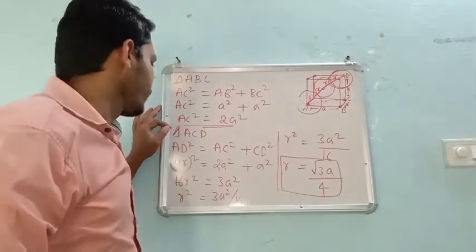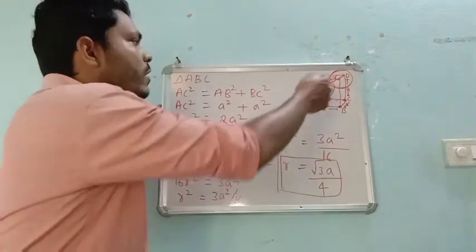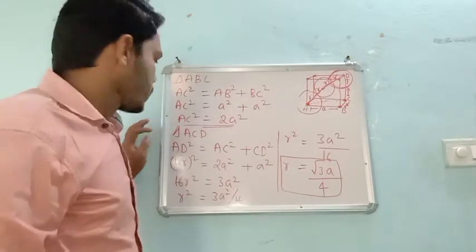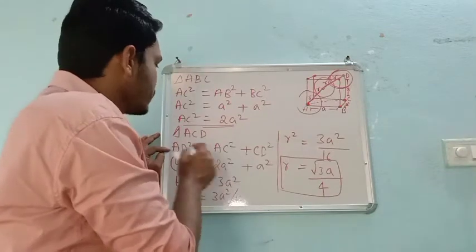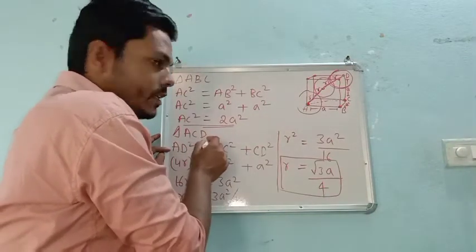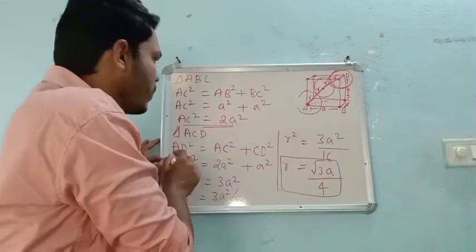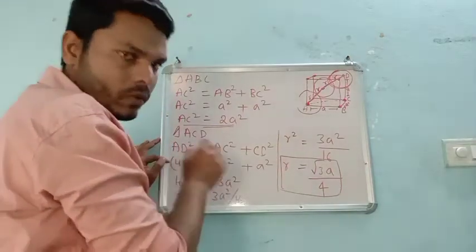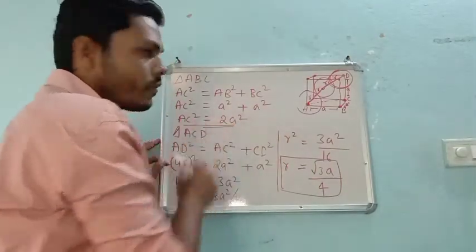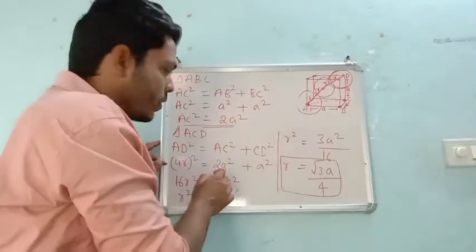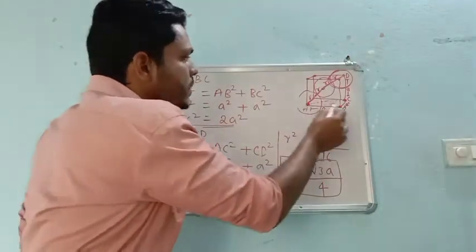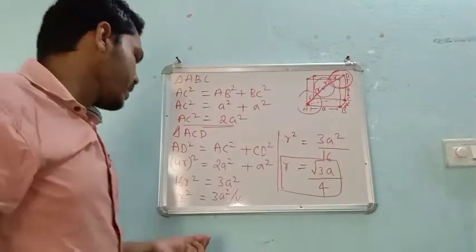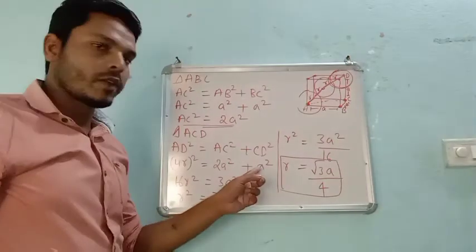Now once we have the AC square value, we can move directly to one more triangle, that is triangle ACD. In triangle ACD, AD square is equal to AC square plus CD square. Already we know what AD square is. In between A and D, how many R are there? There are 4R, whole square, which is equal to AC square. Already we got the value 2a square, put that same value, 2a square plus CD square. C to D is again an edge length, so thus a square. So now 4 4s are 16, 16R square, which is equal to 2a plus 1a, 3a square.